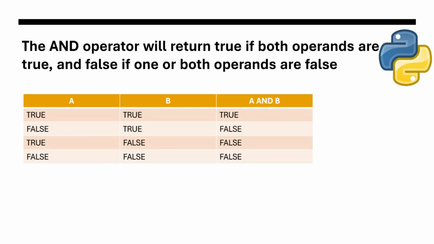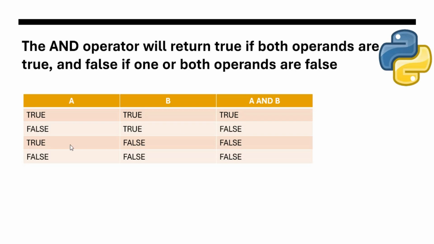In our video this time, I will explain about the operator AND. The operator AND will return true if both operands are true, and false if one or both of the operands is false.